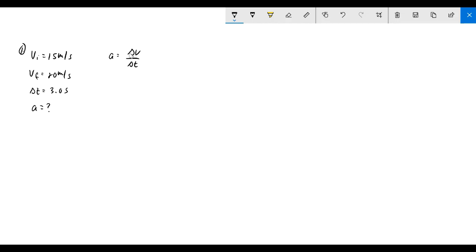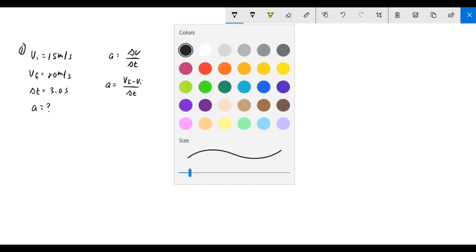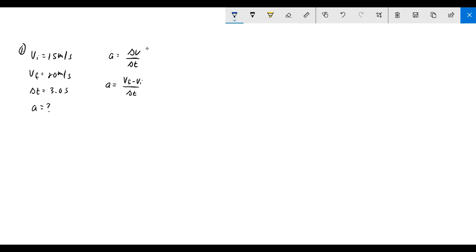Our equation for acceleration is a equals change in velocity over time. Anytime we have a delta v, we want to expand that delta v. So for this problem, a equals final minus initial velocity over time. And that will be the case for any time we have a delta. It'll always be the final minus the initial.